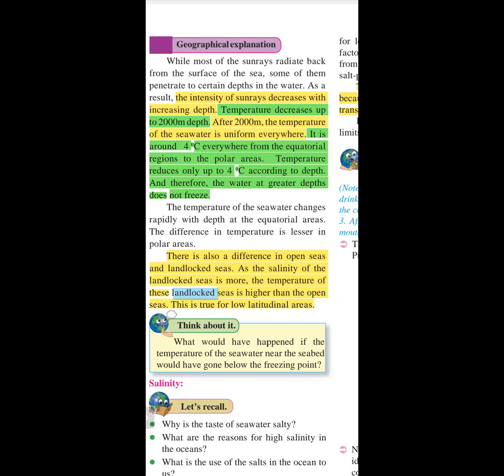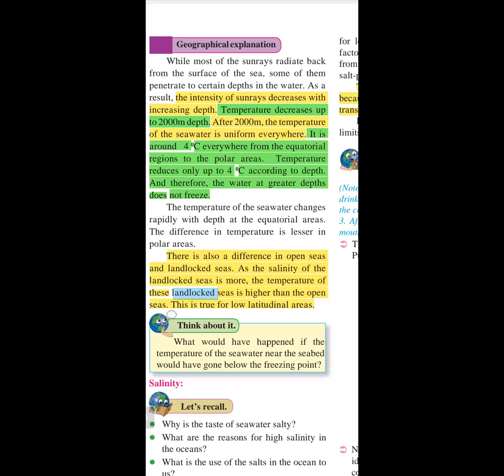So everywhere below the 2000 meter depth of the sea, there is an equal temperature range all over the regions, whether it is equatorial, tropical, subtropical or polar. There is 4 degrees Celsius according to the depth. And therefore, the water at greater depth does not freeze. The sea animals, the sea creatures, are also able to survive in these conditions.